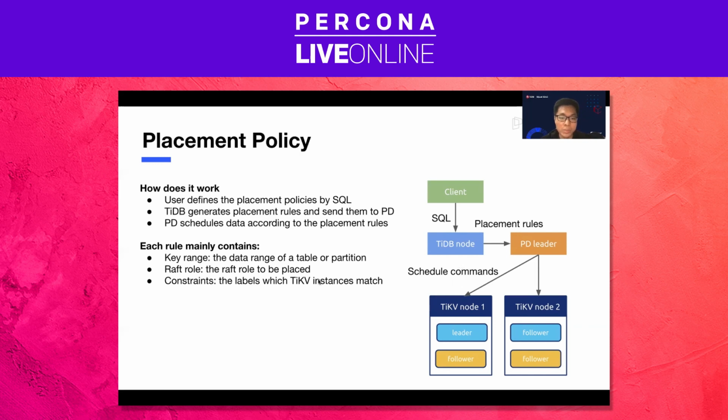Here's what placement rules look like. Each rule contains these elements. As a table partition is a range of data, TiDB can transform it into a key range. And combined with label rules and constraints, the PD is capable of scheduling.